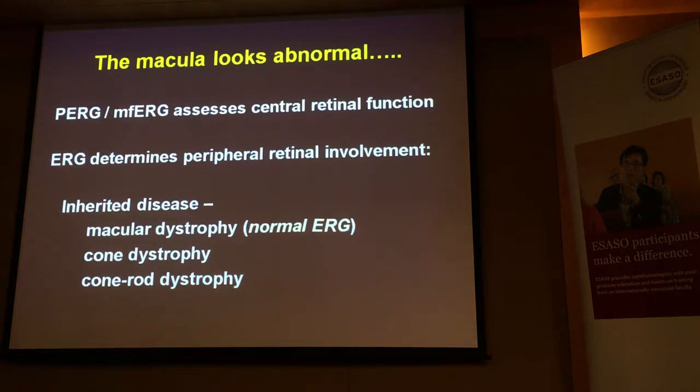Now, if the macula does look abnormal, then you've got decisions to take, because it could be a pure maculopathy, in which case your ERG is going to be normal, or it could be cone dystrophy or a cone rod dystrophy, or one of the odd ones that don't quite fit into those categories. And this is where the ERG is essential.